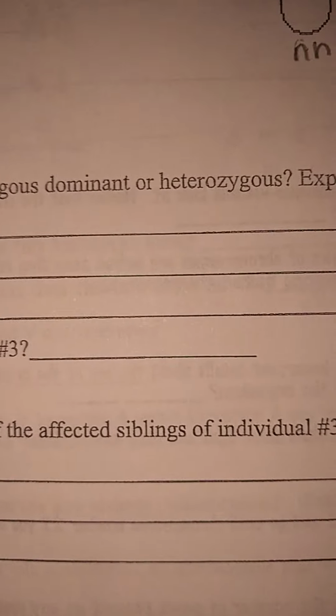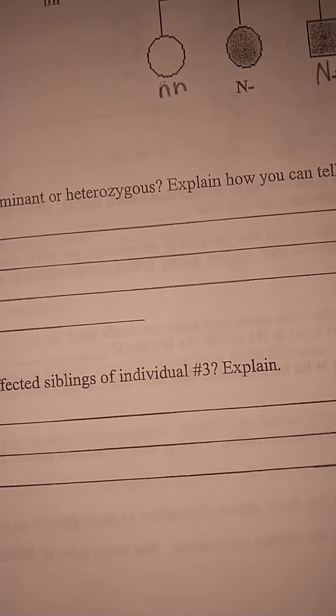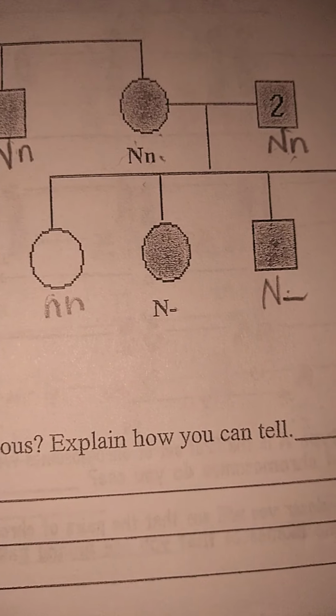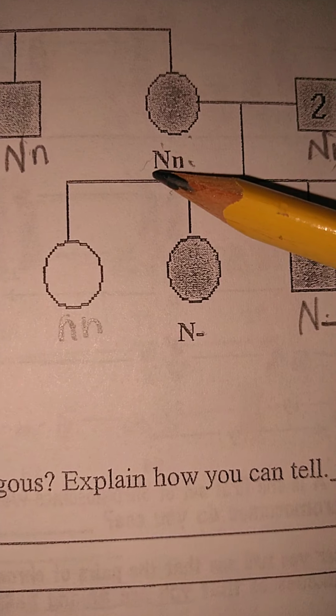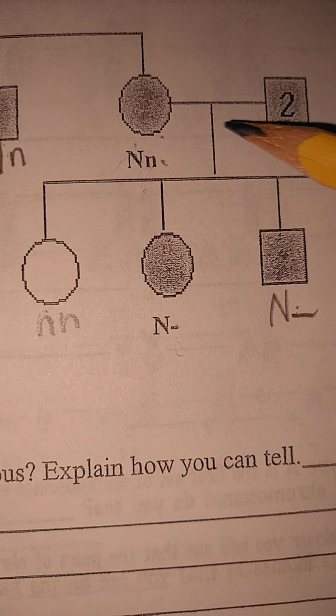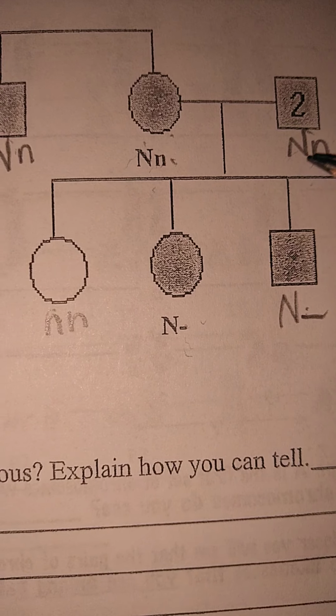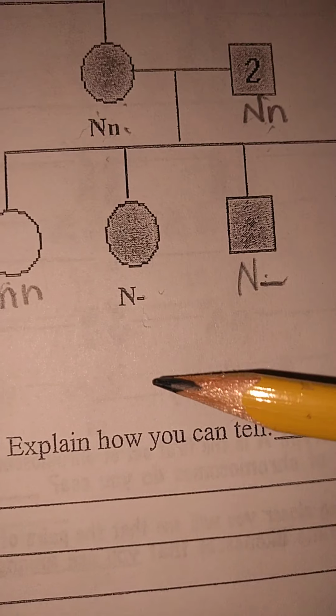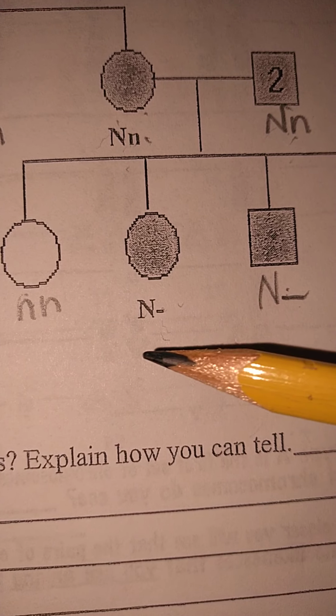And then number 3 says, can you be sure of the genotype of the affected siblings of individual 3? No, we can't, because both parents are heterozygous, which means one could have given a big letter and the other a little letter, or the other could have given the big letter and this one a little letter, or both could have given a big letter. We don't know. We just know that they have at least one big letter.